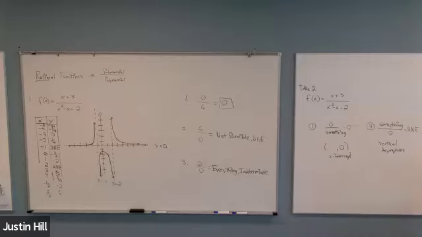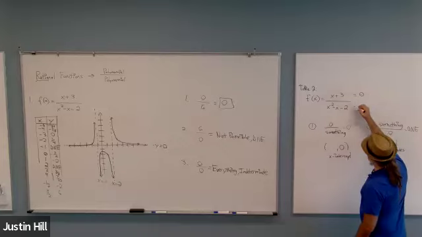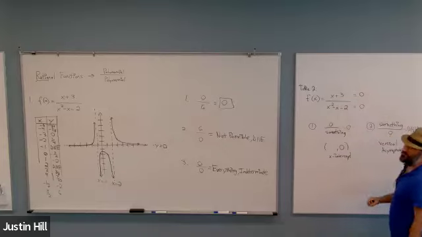So if I could figure out what makes the top zero, what makes the bottom zero, and then from there see what number makes both of them zero, then I could figure out x-intercepts, vertical asymptotes, and holes in the graph before I even do anything else. And so that's what we're doing. We've got to figure out what makes the top of the fraction zero and what makes the bottom zero.